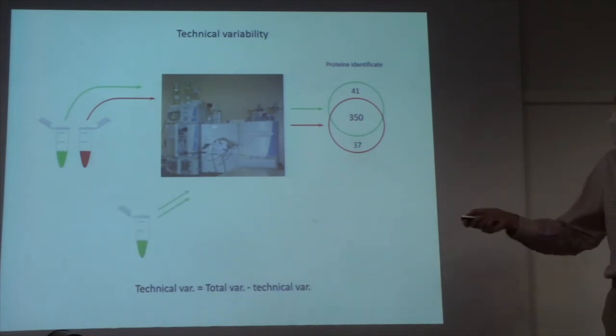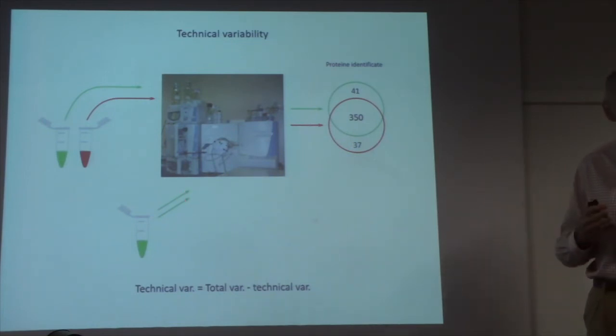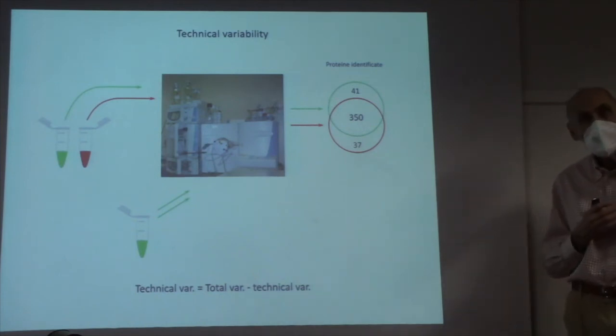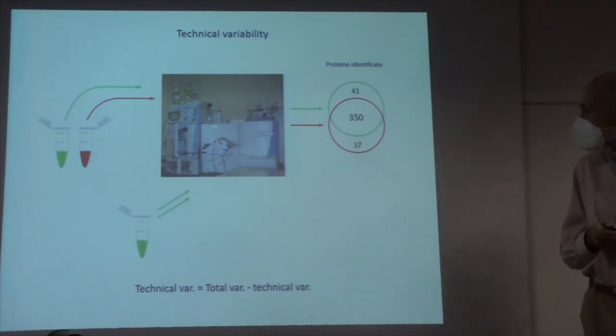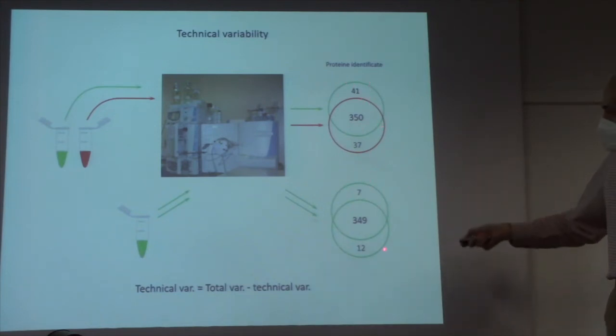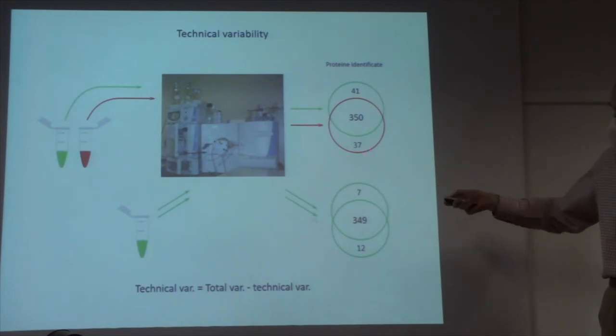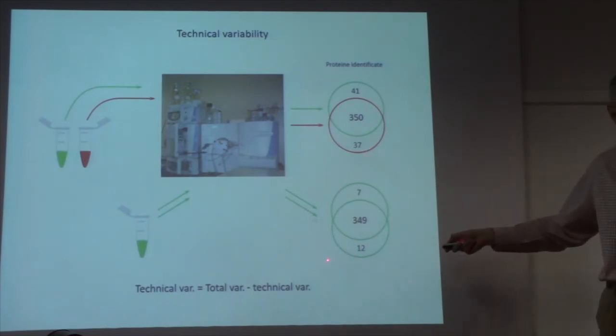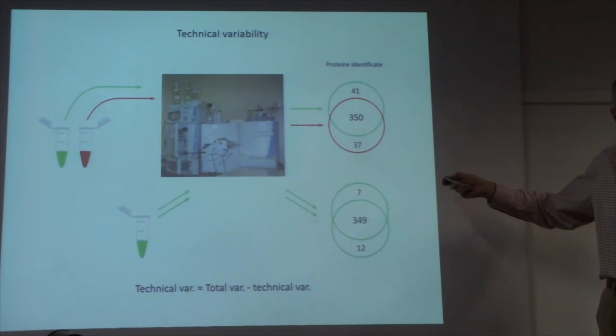We simply take a single sample instead of two. We measure it twice, or 10 times, or 20 times, depending on how accurate we want to be. And then we find, for example, that the technical variability is much smaller than the total variability here: 47 instead of 41, 12 instead of 37. So this is technical variation. The rest must be biological.